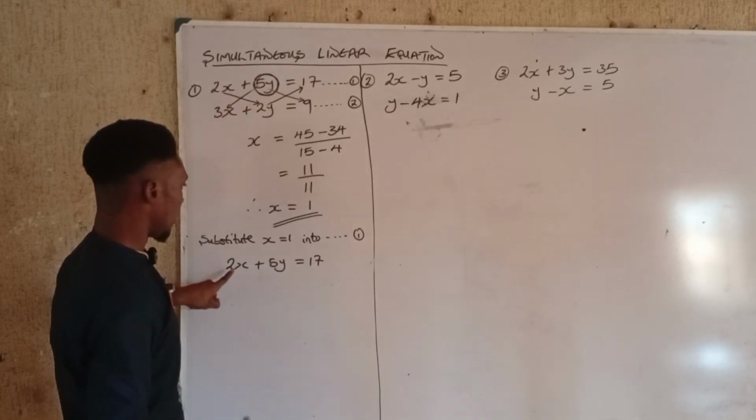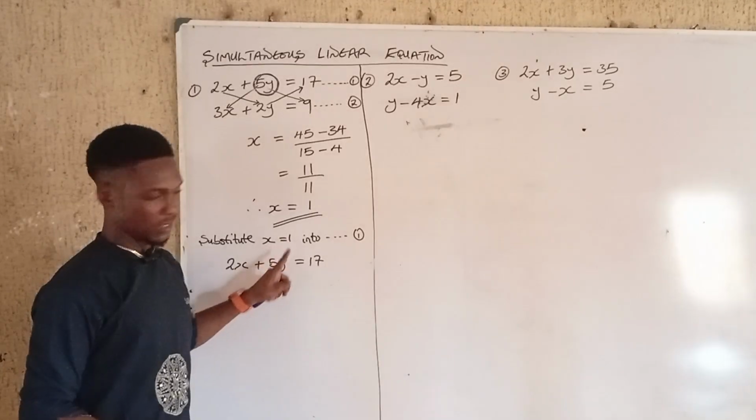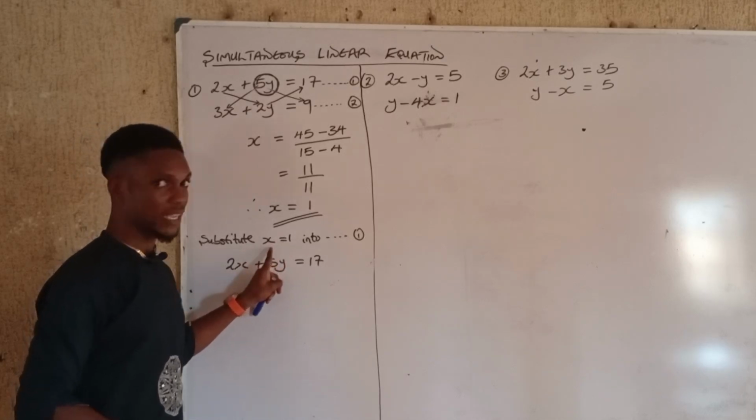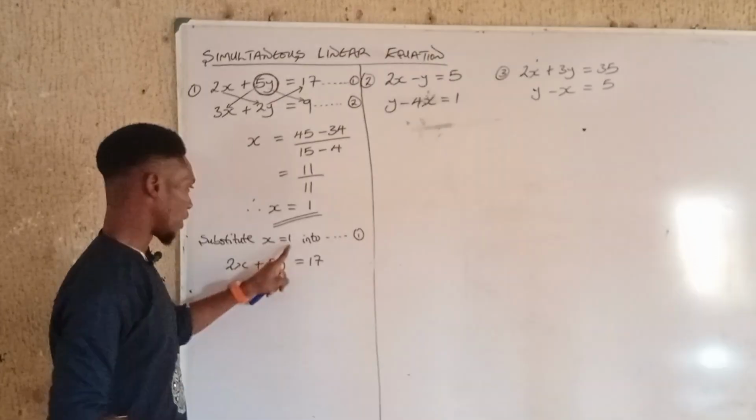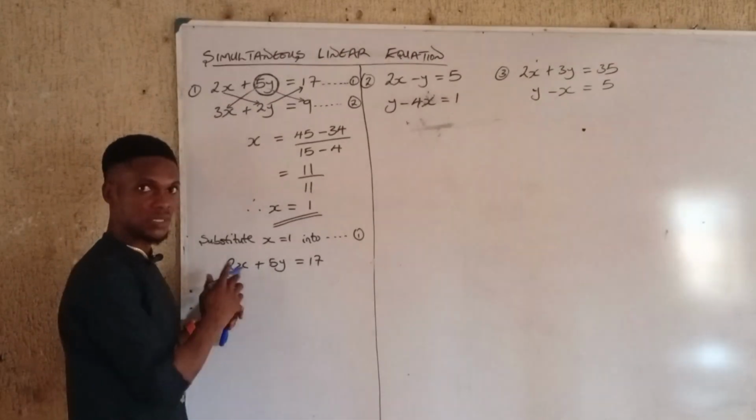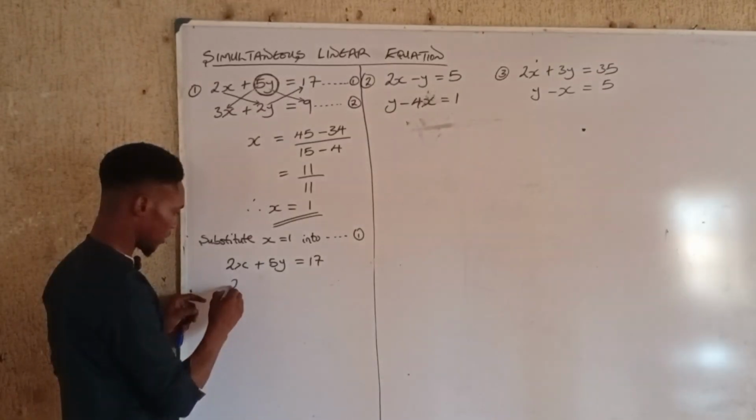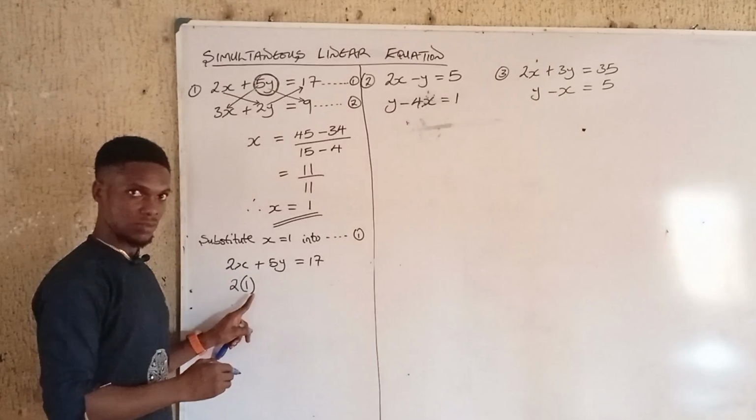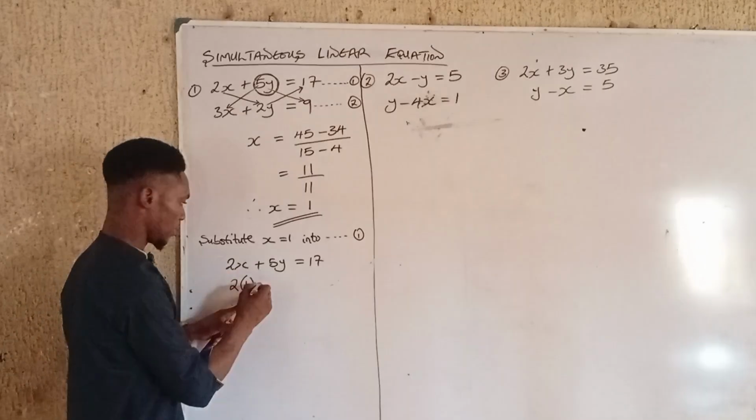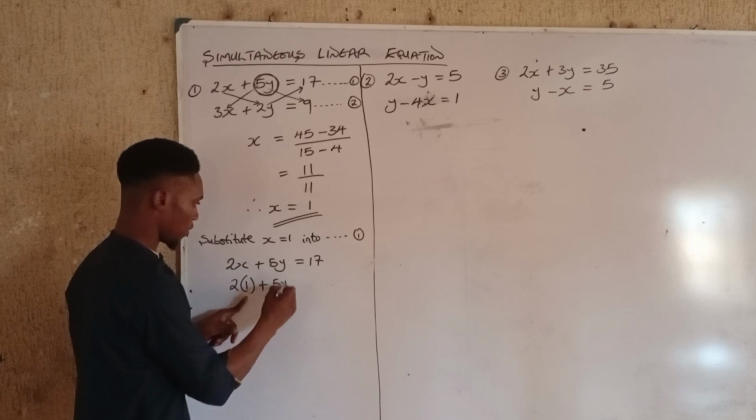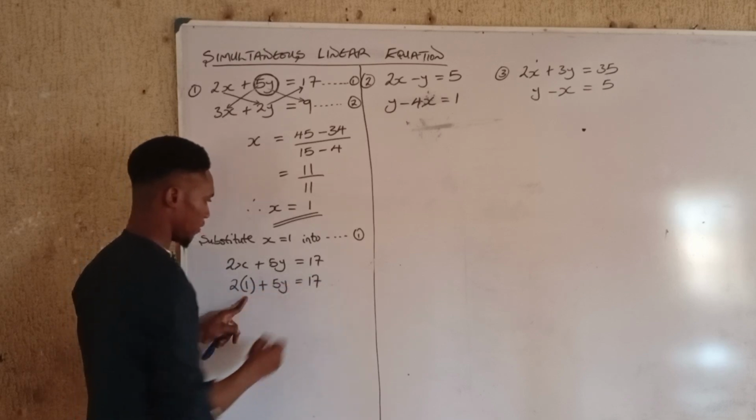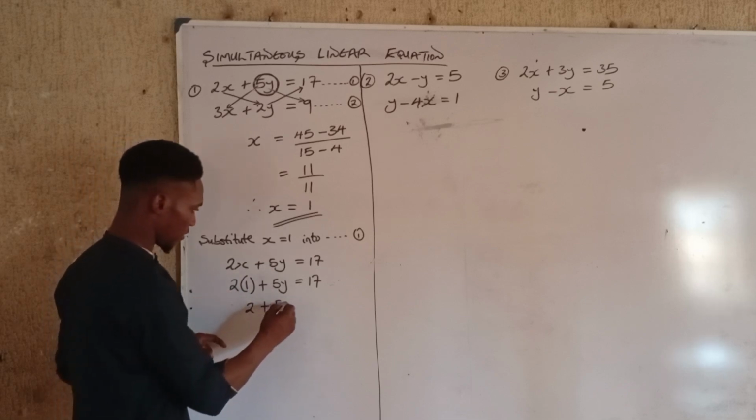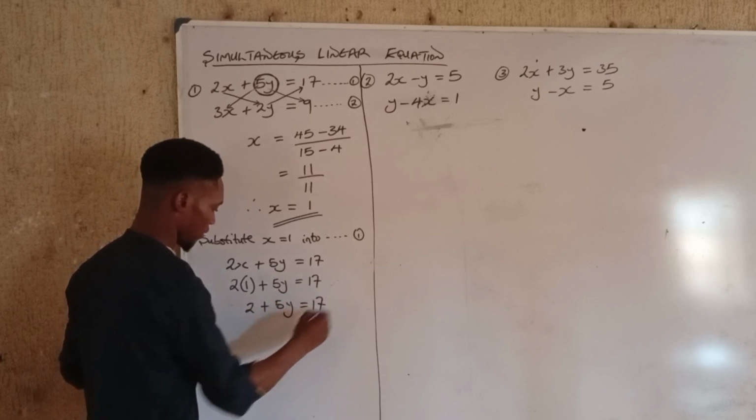Since we are now replacing x as 1, it means that in this our equation 1, anywhere you see x, don't write x again. You are now writing 1. So 2x means 2 times x. So instead of 2 times x, it becomes 2 times 1. You use brackets to represent multiplication. Then plus 5y equal to 17. 2 times 1 is 2, plus 5y equal to 17.